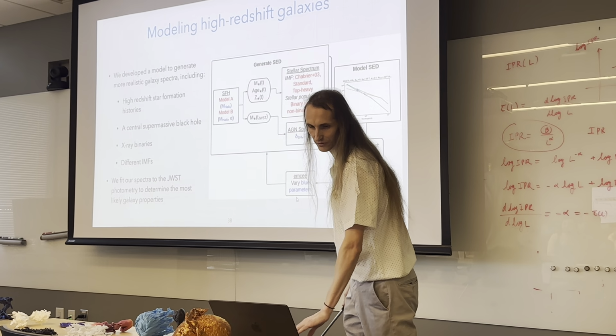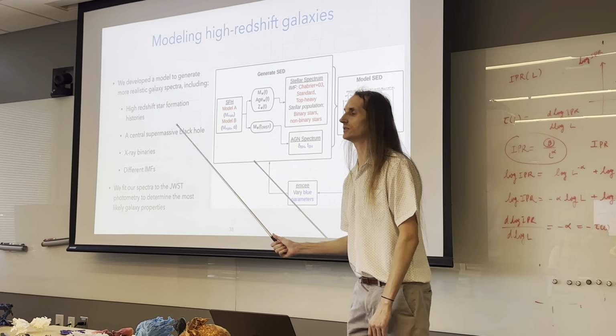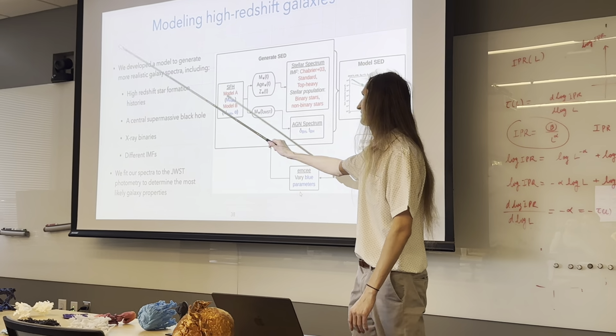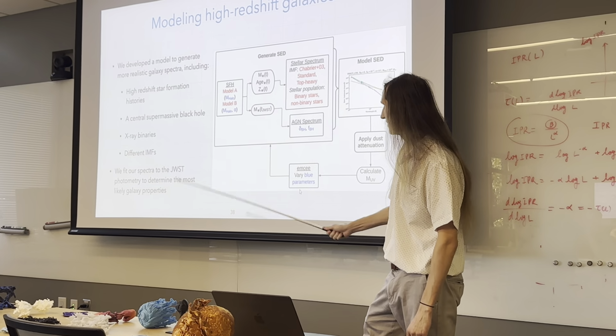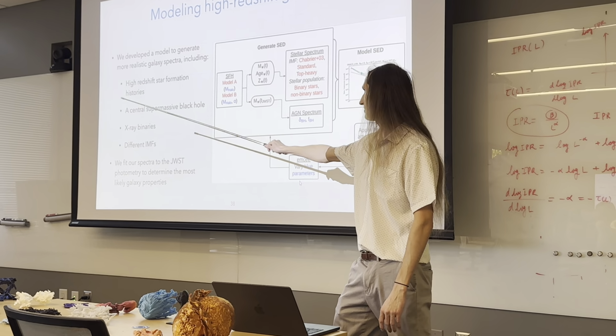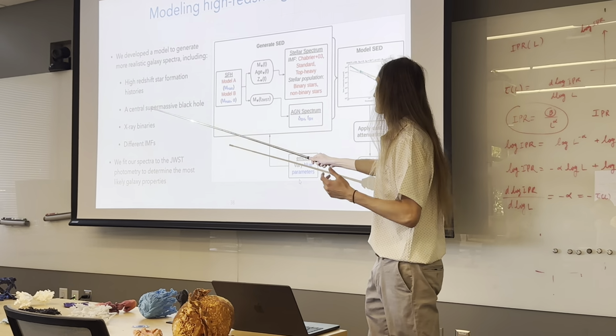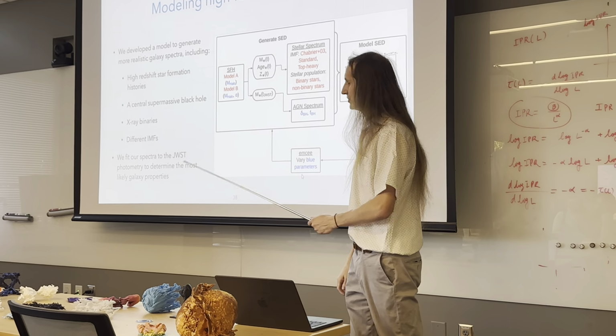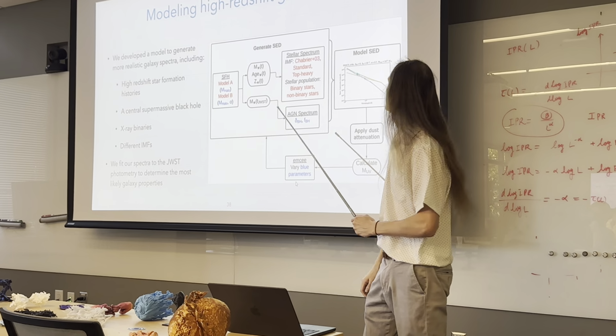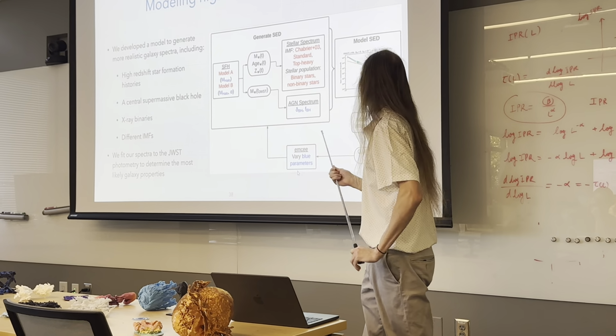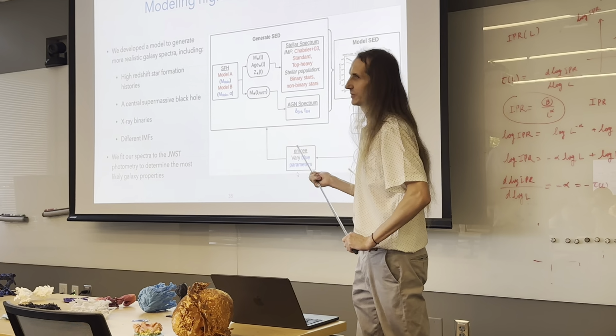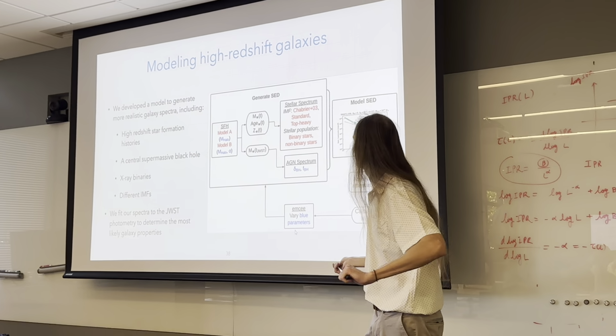So that's what we do. We build a new galaxy spectrum model that includes all of those things, like a supermassive black hole, an AGN, X-ray binaries. We test different initial mass functions, IMFs. And then we do the same process of fitting our spectra to the observations from James Webb, and we determine properties ourselves, like the stellar mass and the halo mass.